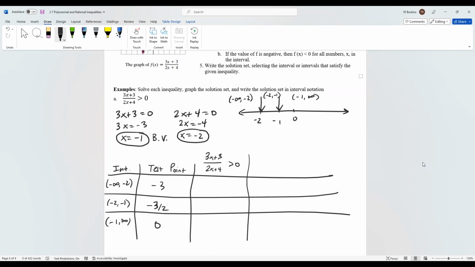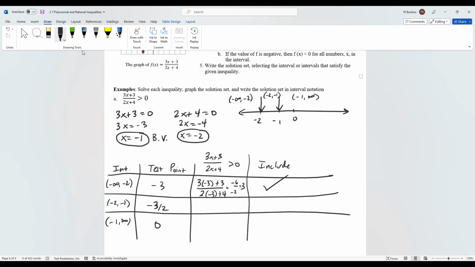All right, plug in. So 3 times -3 plus 3 over 2 times -3 plus 4. All right, so this is going to give us -9 plus 3. That's going to be -6. And this would be -6 plus 4, or -2. Negative over negative makes positive. So that number is greater than 0. So that one's good. So this is where we say include or exclude.